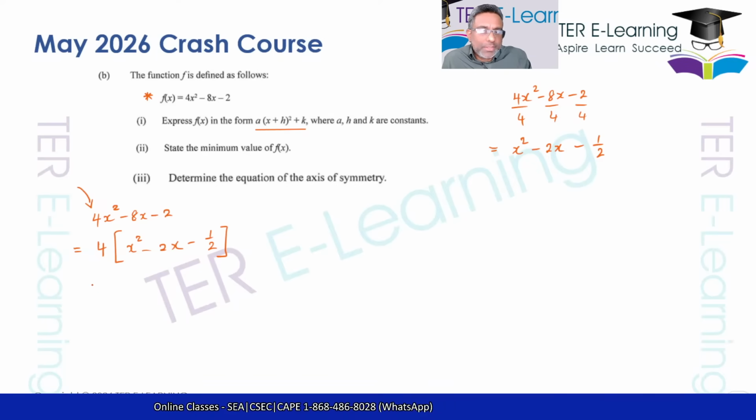Okay, so let me double check that. 4x squared minus 8x minus 2. Okay, good. So that's step 1. I've just factored out that 4. The next thing I'm going to do is try to complete the square.